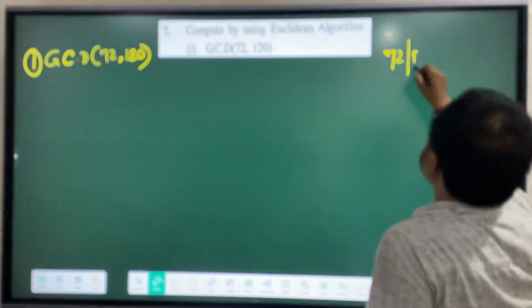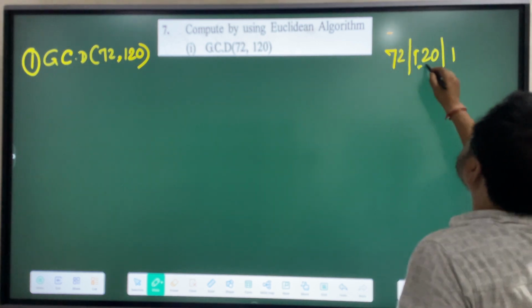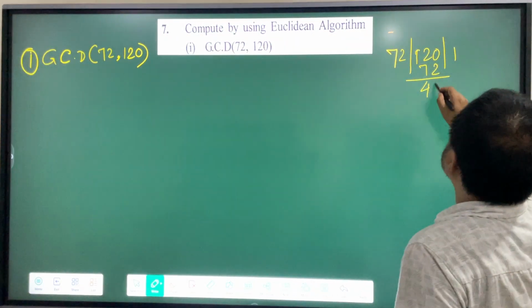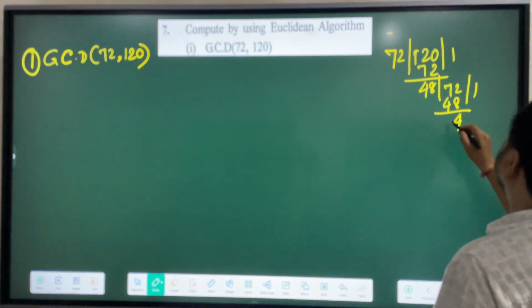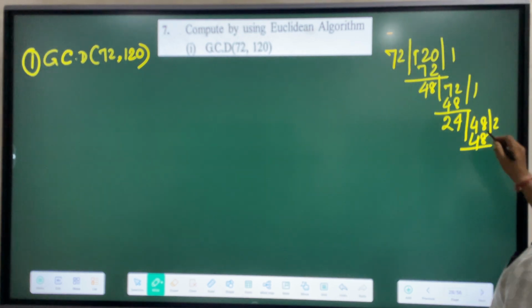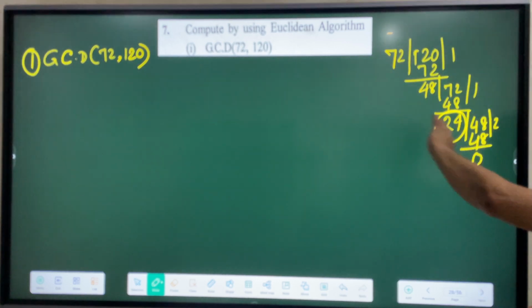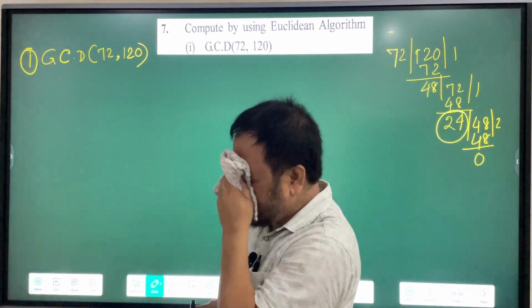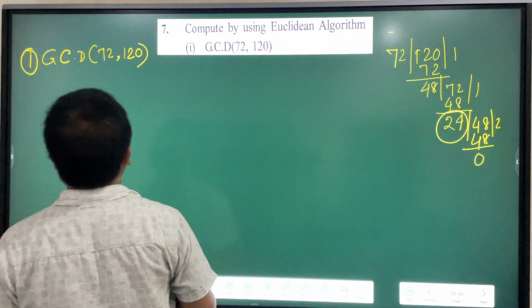72 into 120, 1 time, remainder 48. 72 divided by 48, again 1 time, remainder 24. 48 divided by 24, remainder is 0. So this is the GCD. This process I already explained in the previous video, how to find the GCD with the help of the Euclidean algorithm method.